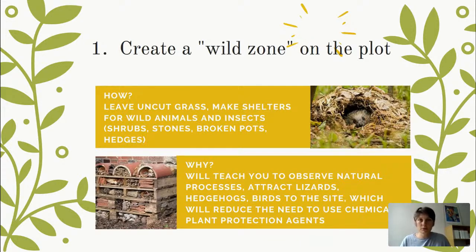Yeah, and why do you need to do it? Because when we attract these diverse insects and animals, they can help to keep our system stable. So you will not have so many pests, or so much disease on your plants, because they can balance it. So you will reduce the need to use chemical plant protection.